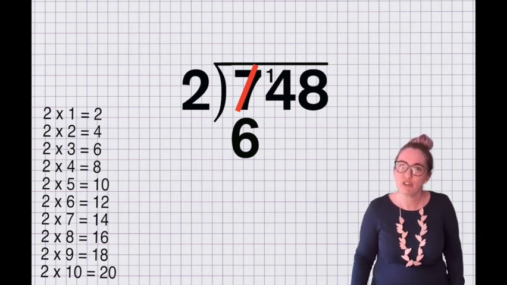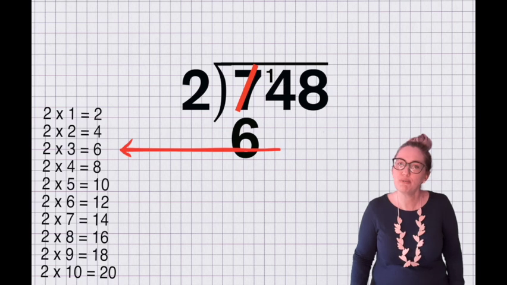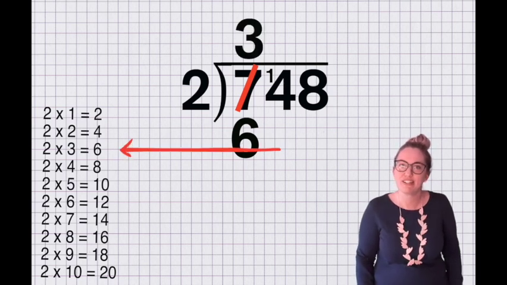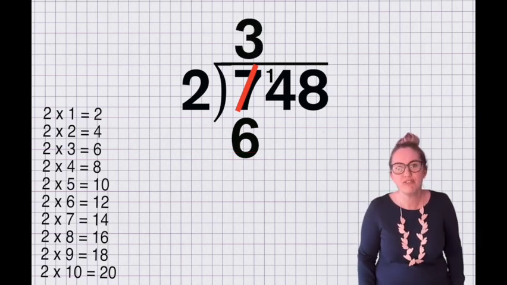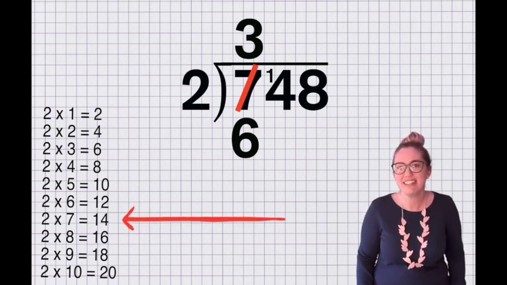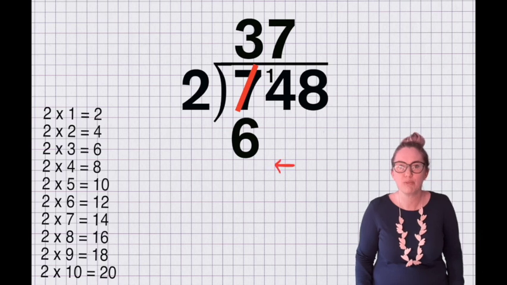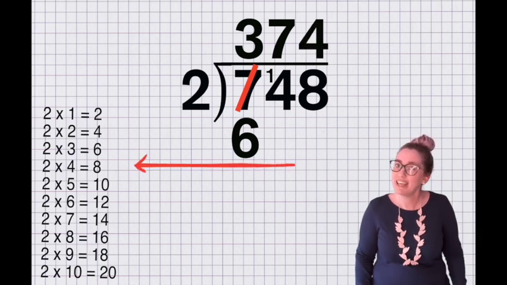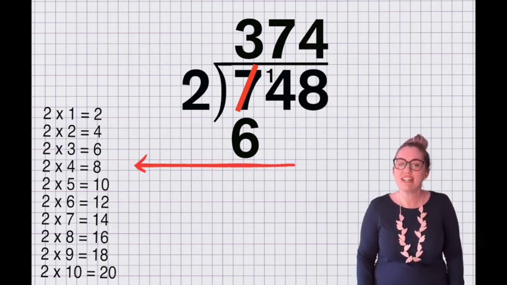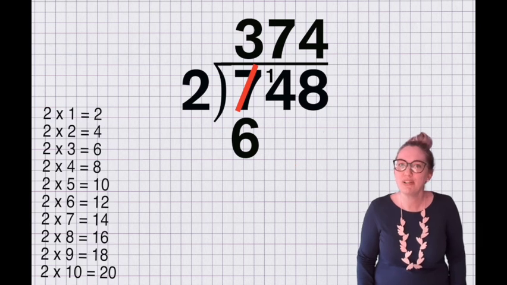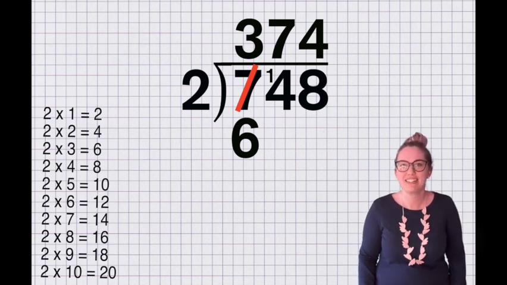6 divided by 2 is 3. So we can put that 3 in the answer section up the top. Now we'll move into our tens column. 14 divided by 2. Our answer to that is 7. And now in our ones column, we have 8 divided by 2, which equals 4. So the answer to our question, 748 divided by 2 is 374.